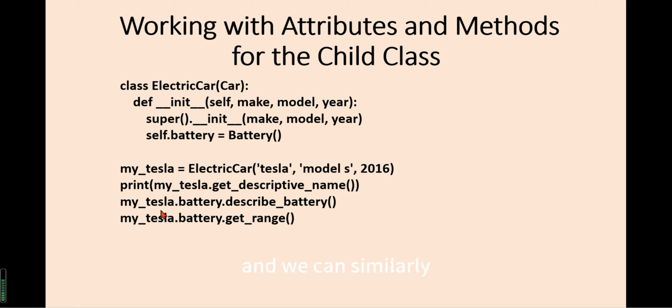And we can similarly use the dot notation on the battery attribute of this Tesla car. Because this battery attribute is an instance of the battery class, it has a method called getRange. So we use dot notation to call this method getRange to show the range of this Tesla car.